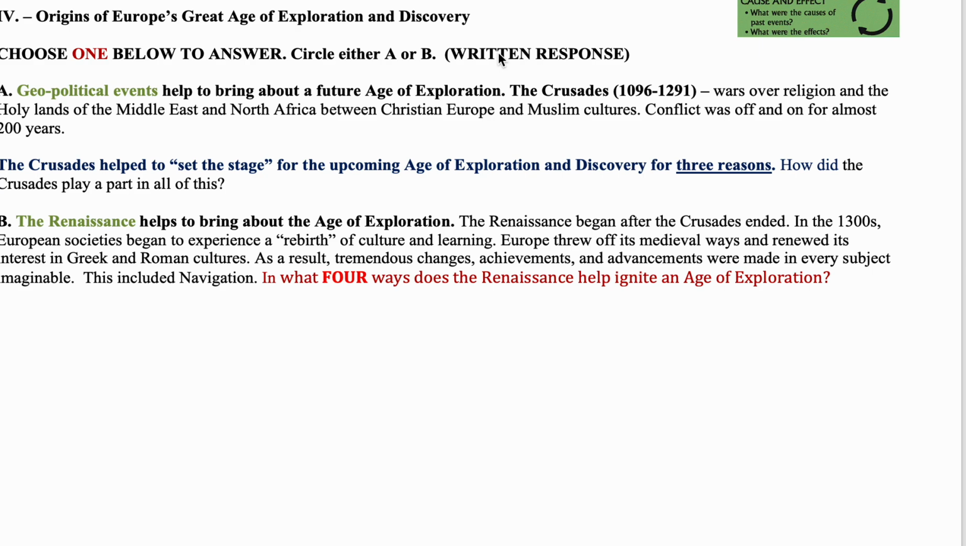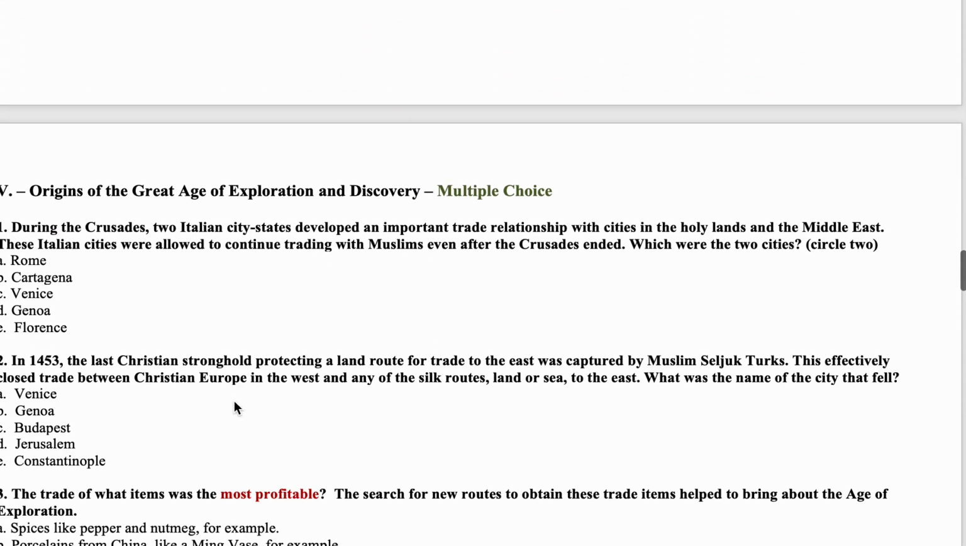Then for the Renaissance, this one is just talking about 4 ways that the Renaissance helped ignite the age of exploration. I've already explained what it was up here. Don't use any of that. You're just looking at how navigation was affected. That's what's going to allow them to sail the world. And there were 4 things that we learned and talked about. Be sure, again, to give examples. Okay? Again, I'll say, people just listed on this yesterday without any kind of explanation. They got a 0 on this question. Okay, you got to bring in what you've learned. Okay? All right, moving on.